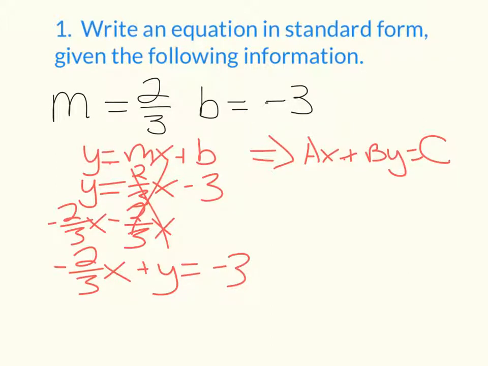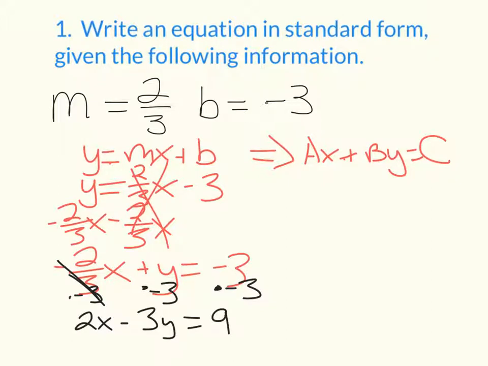Again, those cancel. Now we have our fraction. We also see this negative here. Remember, we don't want this negative. So in order to get rid of the fraction and the negative, we're going to multiply by our denominator and a negative. So we're going to multiply everything by -3. Then we're left with 2x, then -3y equals +9. -3 times -3 is +9.